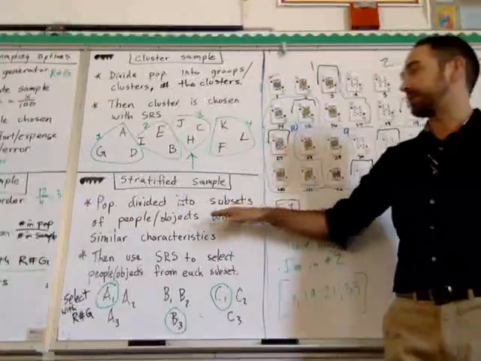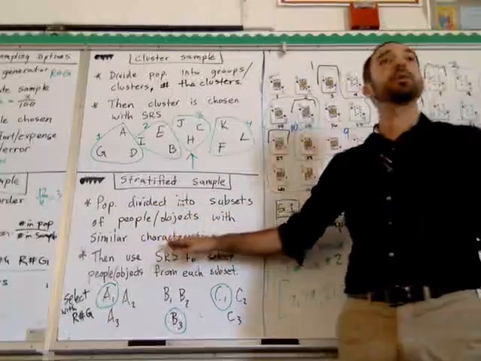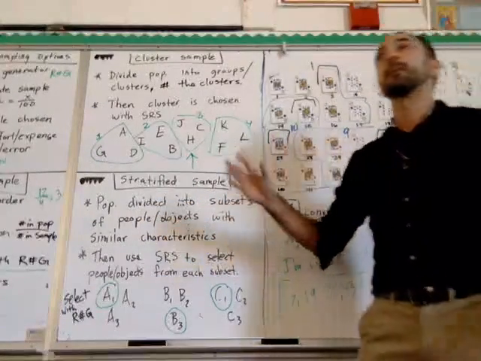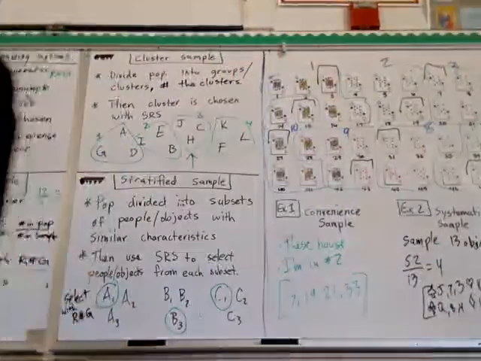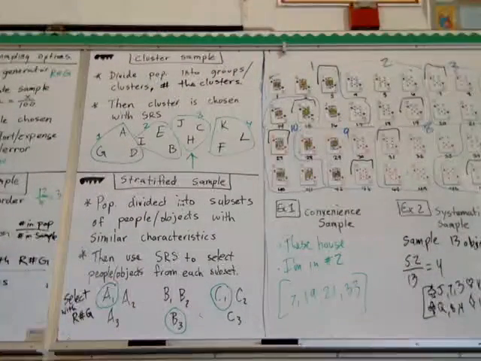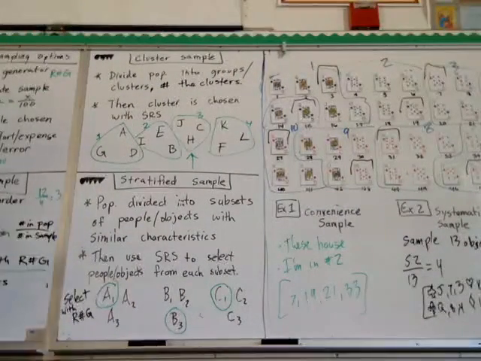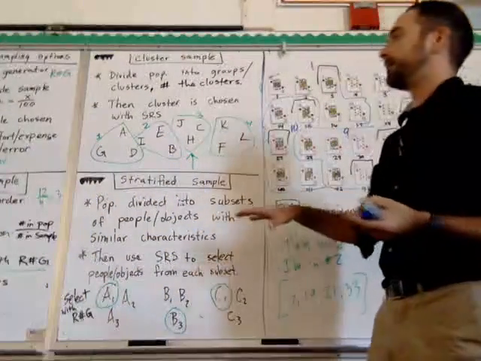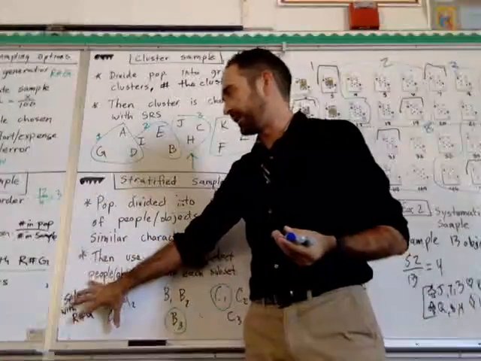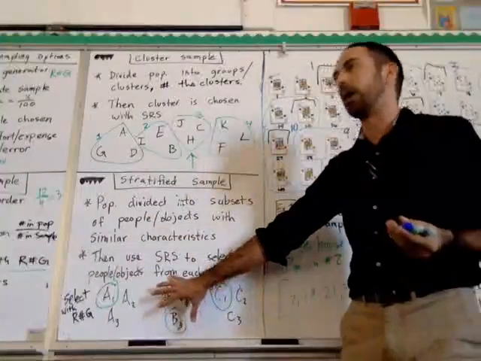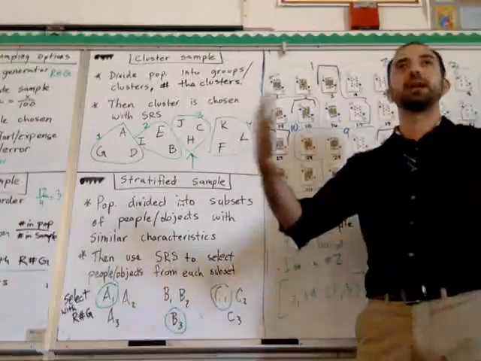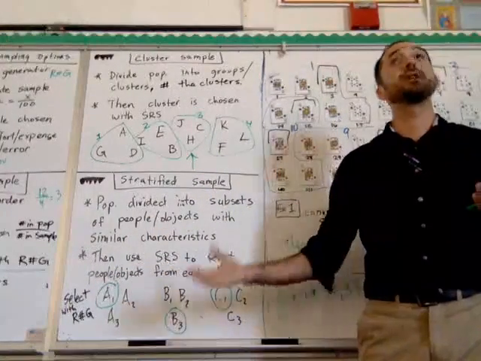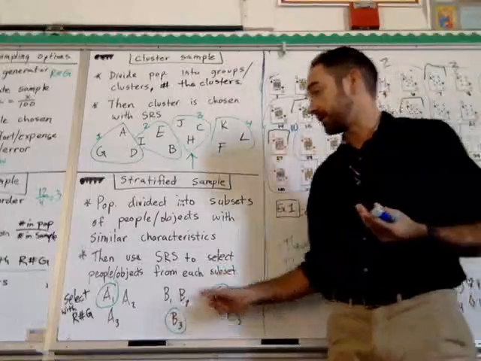Population divided into subsets of people or objects with similar characteristics. If we were doing something that was related to race and ethnicity, we would have to go in and divide the groups into everyone of one ethnicity or race, and so on, would be split up, and then we would take from each of the samples, or each of the stratified cluster groups.